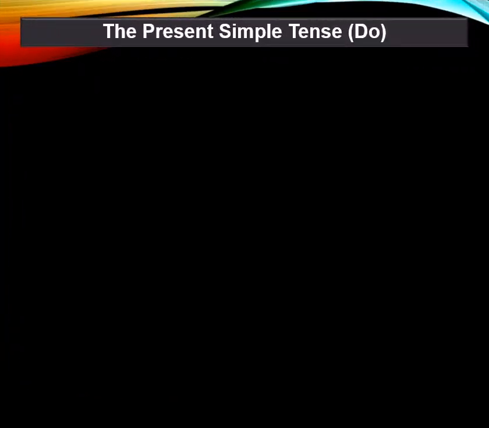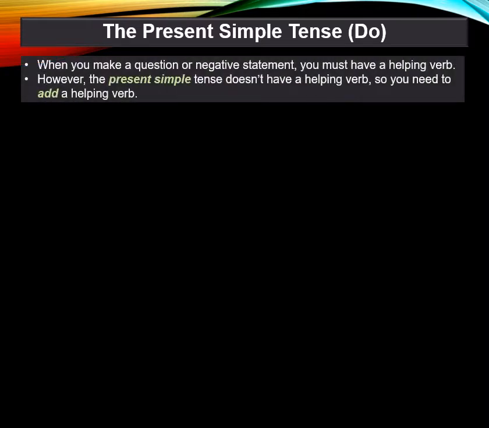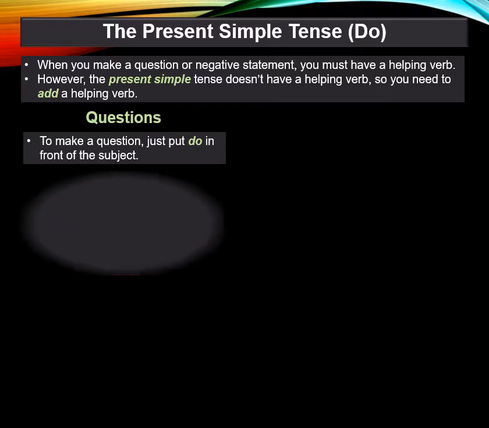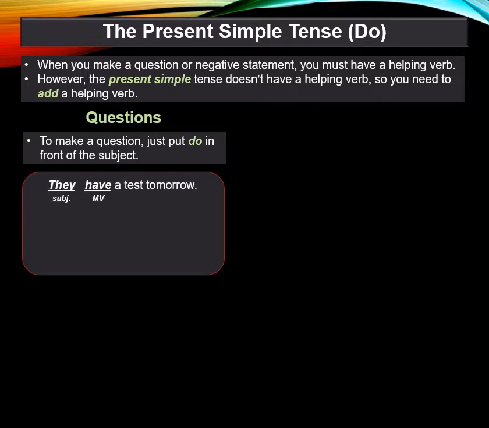Now, what about the present simple tense with do? When you make a question or negative statement, you must have a helping verb. However, the present simple tense doesn't have a helping verb, so you need to add one. And how do you do that in a question? To make a question, just put do in front of the subject. So, they have a test tomorrow. Drop in do, and now: Do they have a test tomorrow? That's it, just put do at the beginning.